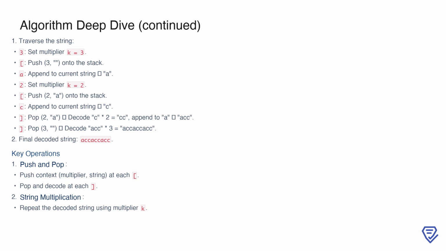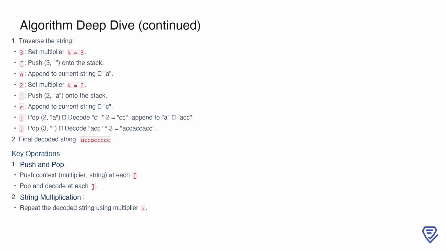At this point, the letter C is appended to the current string, forming C. When we encounter the closing bracket, we pop the stack to retrieve 2 and A. We decode the current segment by repeating C 2 times to get CC, which we append to A, resulting in ACC. Finally, another closing bracket leads us to pop 3 from the stack. Repeating ACC 3 times gives ACCACCACC, which becomes our final decoded string.